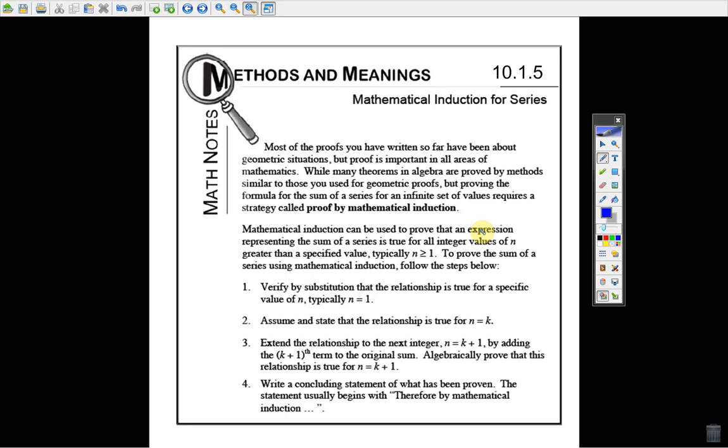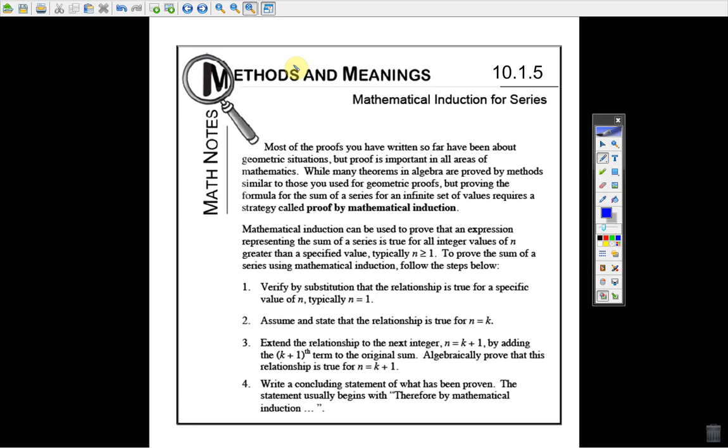We're going to take a look at another math notes video here. This is going to be mathematical induction for series. This is section 10.1.5. And we'll go through an example because this can be kind of a tricky topic. I'll try to make it as straightforward as possible.